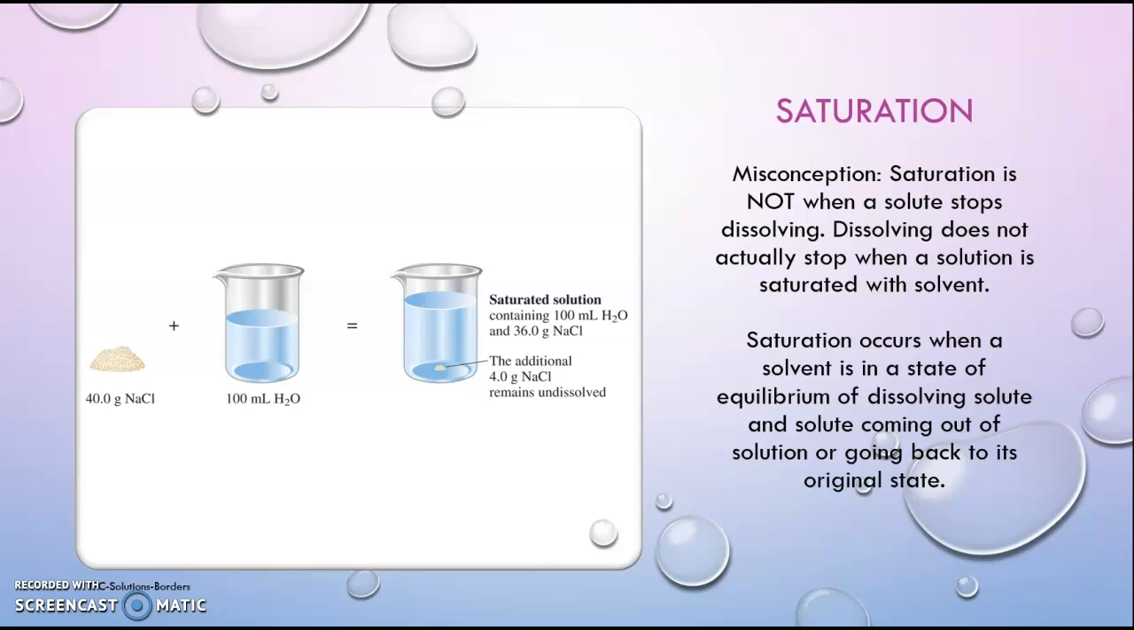So let's think about our example of iced tea. When you put too much sugar in iced tea, you might think it just sits at the bottom of the glass of tea. What actually is happening is the solute is in a state of equilibrium, meaning bits of it are going back into the state where they were before, which is the solid sugar, and other bits are dissolving.